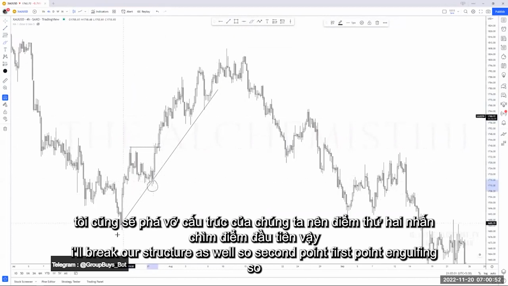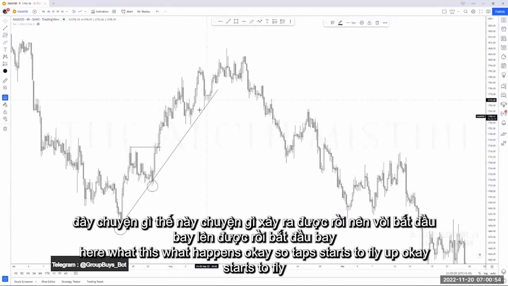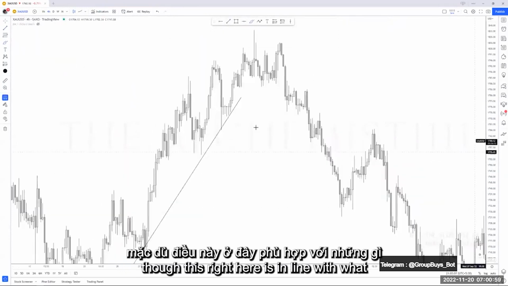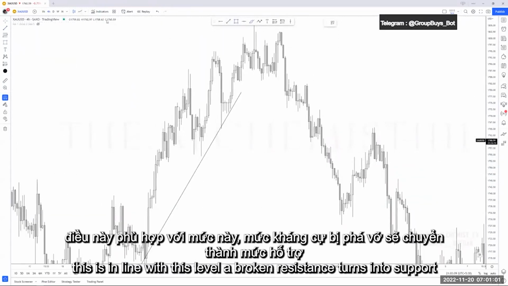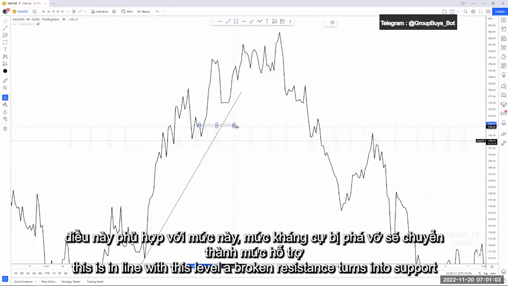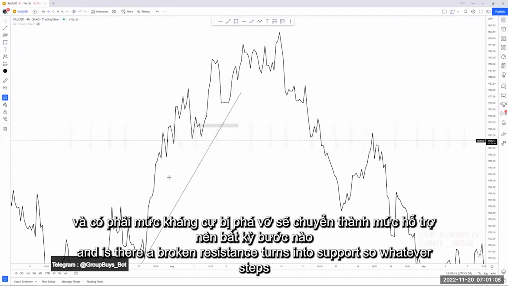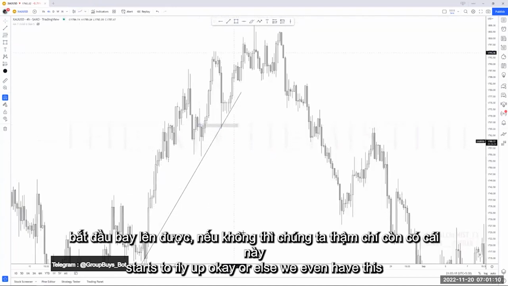So second point, first point engulfing. But this is what happens. The taps starts to fly up. So this right here is in line with what? This is in line with this level. A broken resistance turns into support. Can you see that? A broken resistance turns into support. So what happens? Taps starts to fly up.